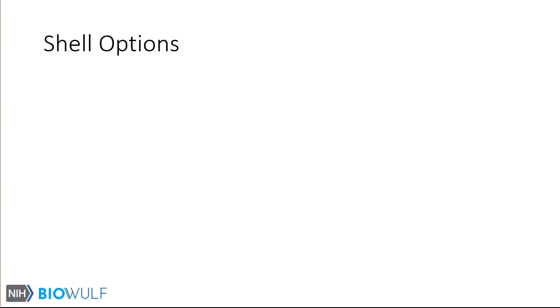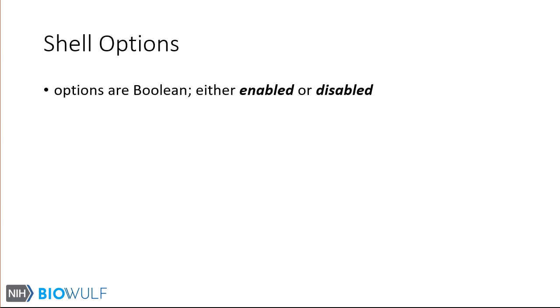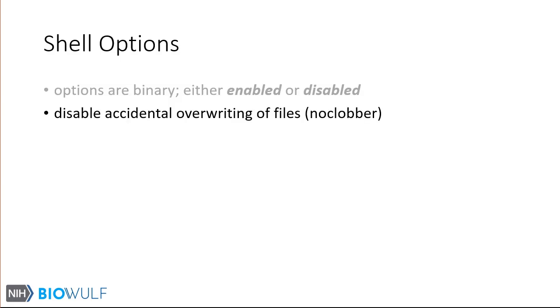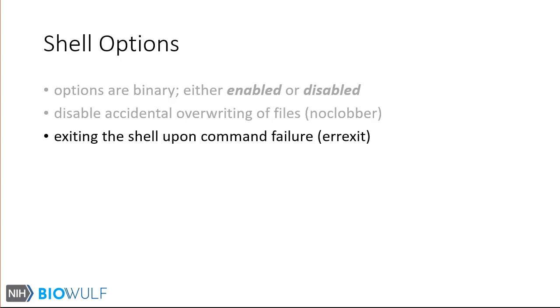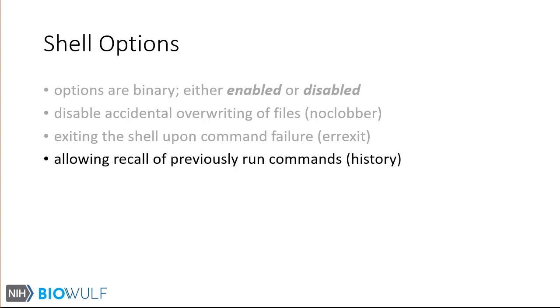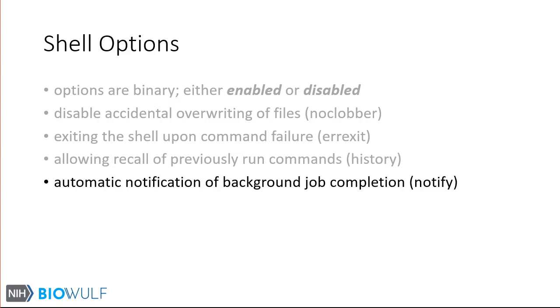Shell options allow you to configure certain features of the shell. Shell options are Boolean, meaning the option is either enabled or disabled. Such features include disabling accidental overwriting of files with the noclobber option, exiting the shell upon any command failures with the errexit option, allowing recall of previously run commands with the history option, automatic notification of background job completion with the notify option, and many more.